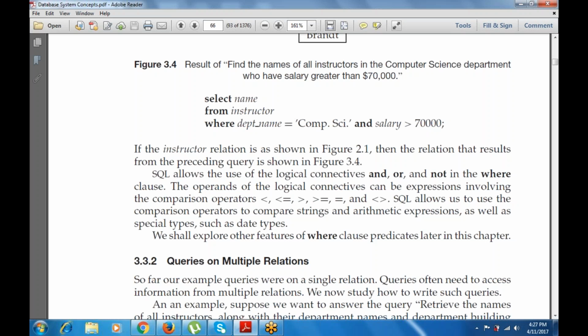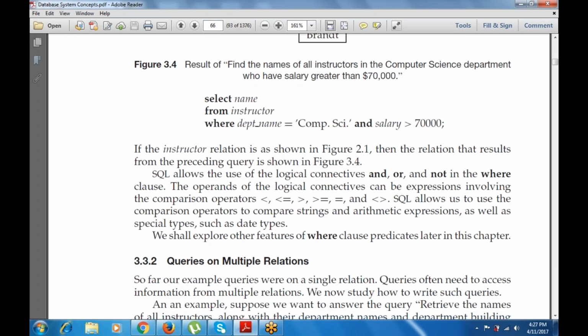The operands of the logical connectives can be expressions involving the comparison operators: less than, less than or equal to, greater than, greater than or equal to, and equal to. SQL also allows us to use these comparison operators to compare strings, arithmetic expressions, as well as special types such as date types. That means we can use dates, arithmetic operators, and strings.